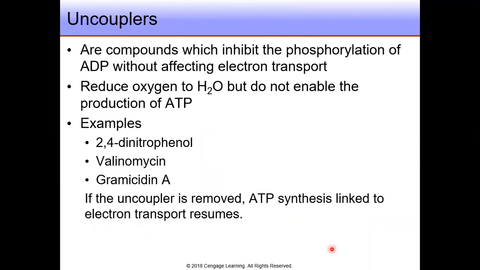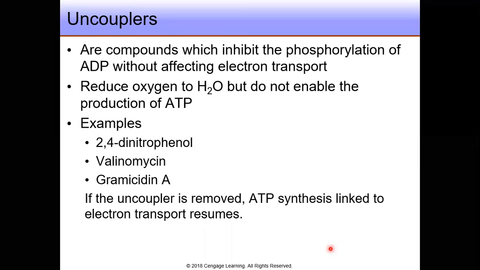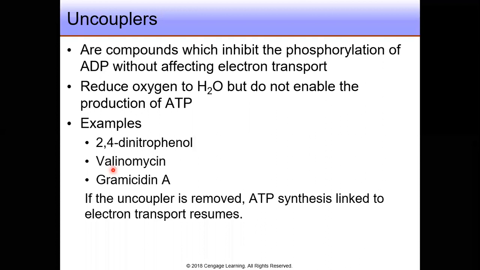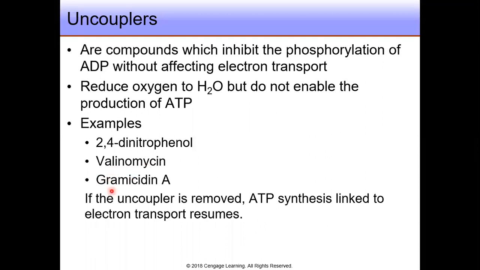Now, compounds known as uncouplers inhibit the phosphorylation of ADP without affecting electron transport. A well-known example of an uncoupler is a compound called 2,4-dinitrophenol. Then we have various antibiotics such as valinomycin and gramicidin A, which are also uncouplers.